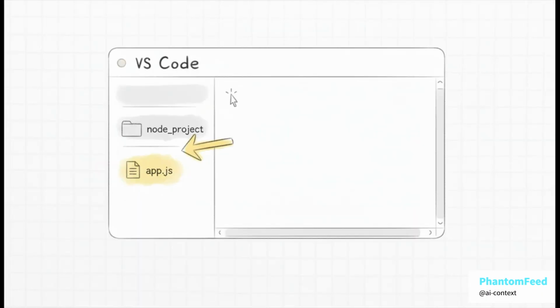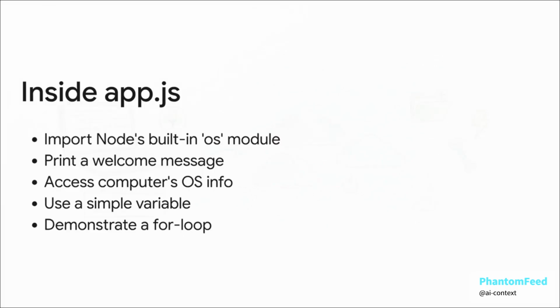So go ahead and open your favorite code editor. Something like VS Code is perfect for this. Inside that Node project folder you made, create a brand new file, and let's name it app.js. This is where the magic's gonna live. Let's get a few lines of code in here so we can see Node.js in action.